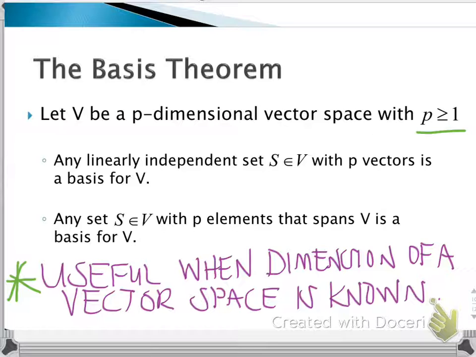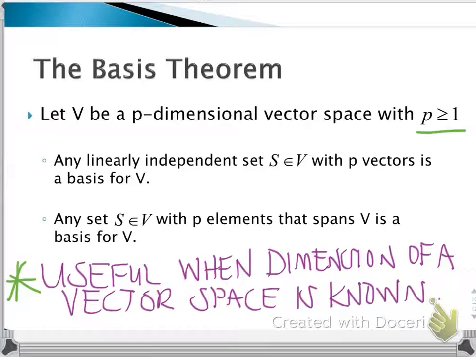If it's linearly independent, it's going to span that space and therefore it's a basis. And so that's one fact that we know. And then another fact: any set S in V with p elements that span V is a basis for V. So basically what this is saying is that if you know the dimension of the vector space you're looking at, remember the 2 conditions for a basis are that the set of vectors have to be linearly independent and they have to span, right? That's that subspace that we're referring to.